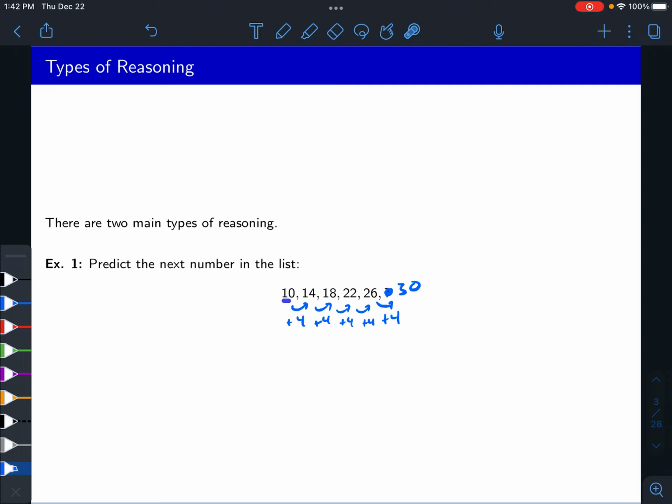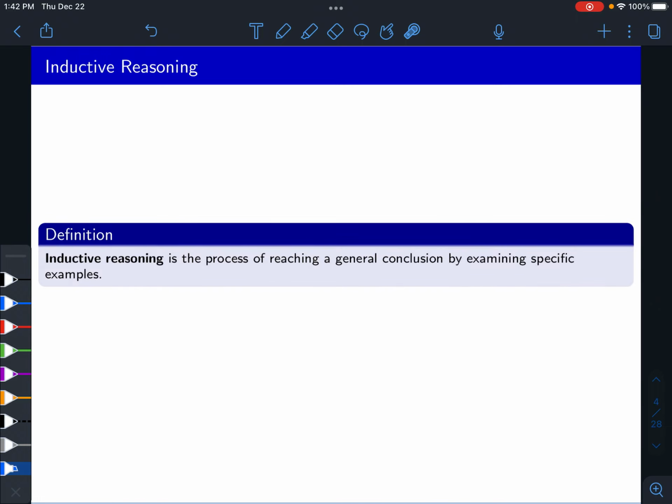So what we're really doing here is we're examining some pattern. We're looking for a pattern in the numbers, and then we're assuming that this pattern will hold, will continue. We're not being told that the pattern continues. We're just making that assumption ourselves, and then making a conclusion based off of that. And this type of reasoning is called inductive reasoning. It's the process of reaching a general conclusion by examining specific examples.